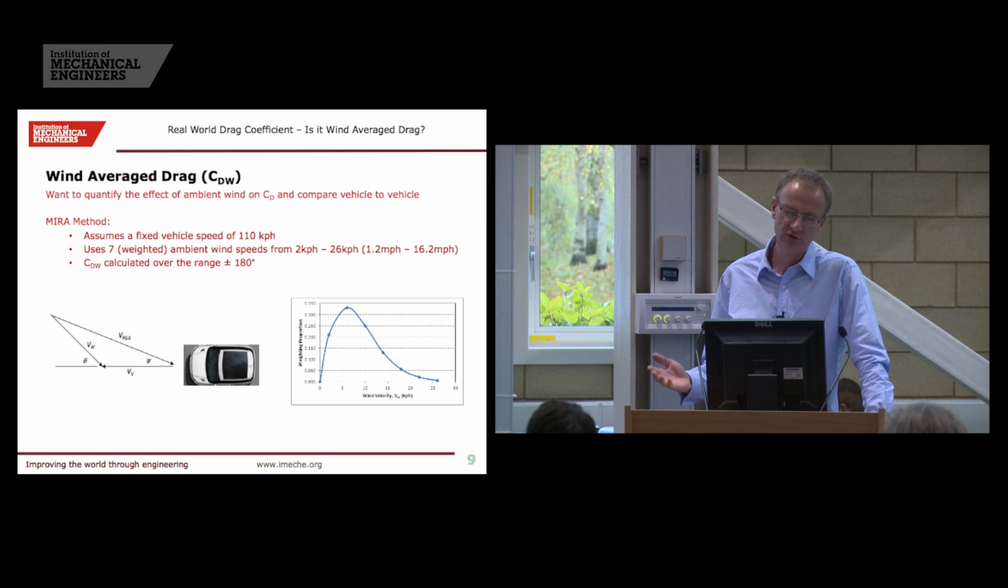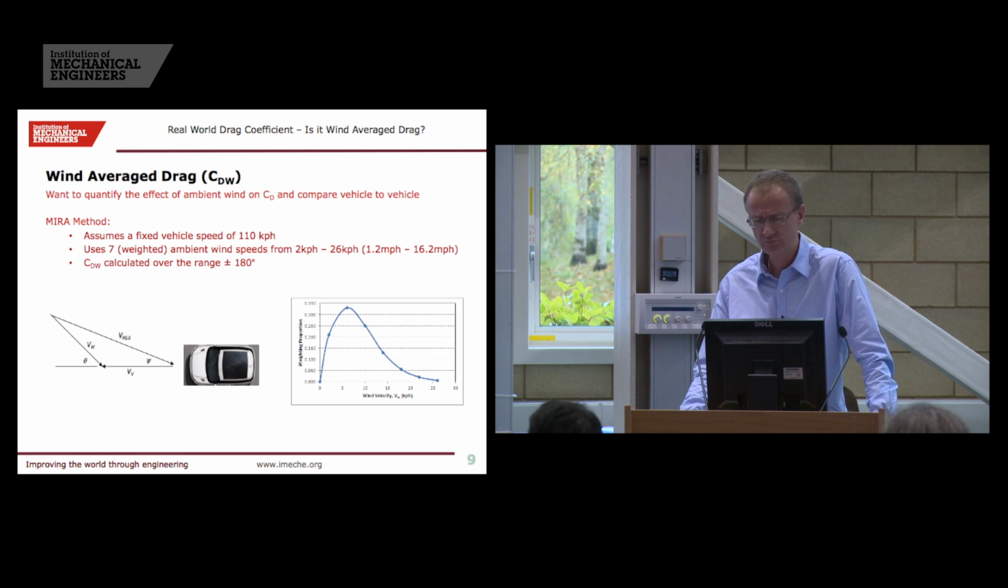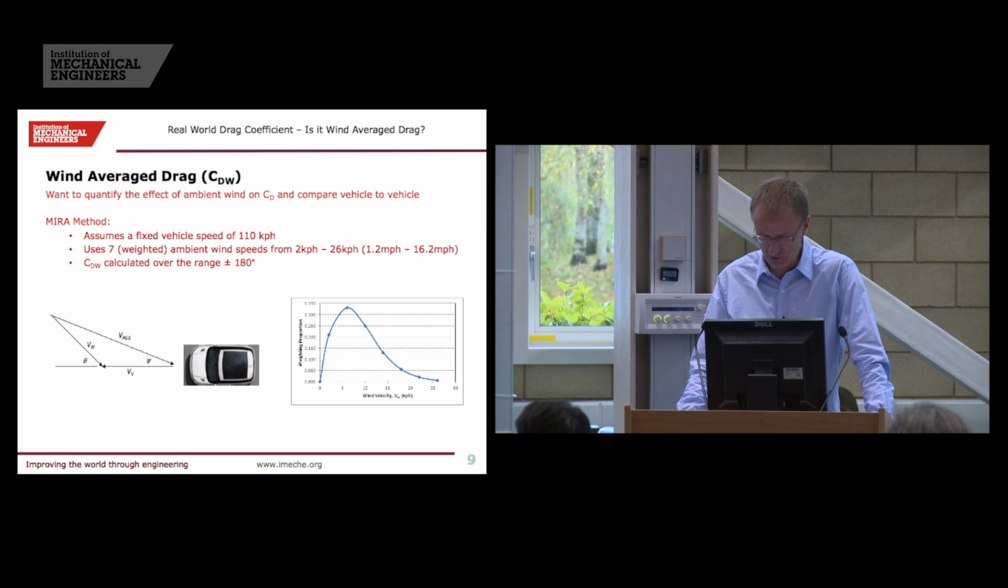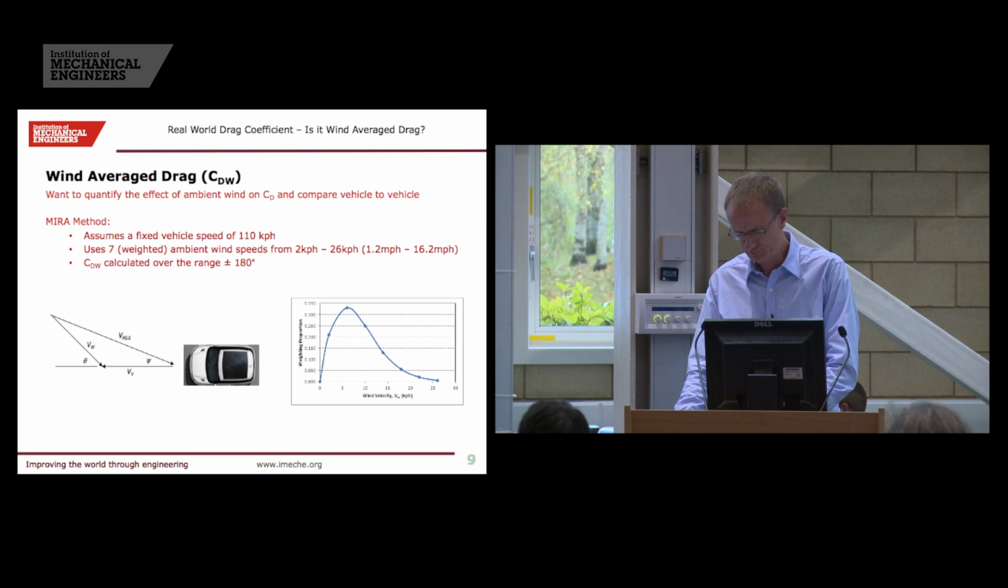So the MIRA method assumes my simplified view of 110 kph as a vehicle speed, and then uses 7 weighted ambient winds from 2 kph up to 25 kph. And we're assuming then that the wind can approach the vehicle in any direction. So it's then using the calculation over the range of plus or minus 180 degrees. It's worth also bearing in mind that the truck industry in the US is already using the wind averaged drag data in their calculations for fuel economy.